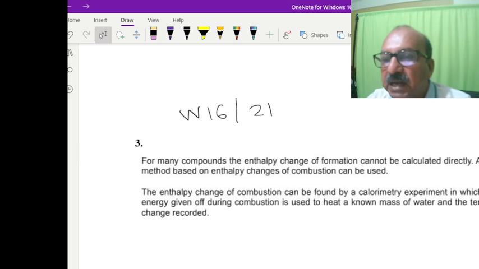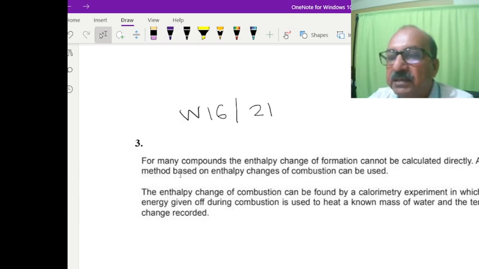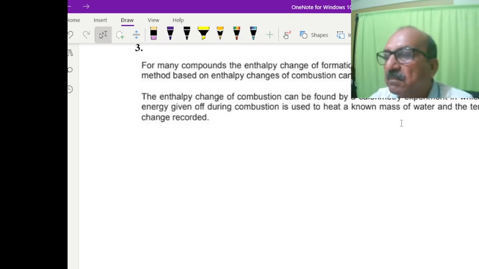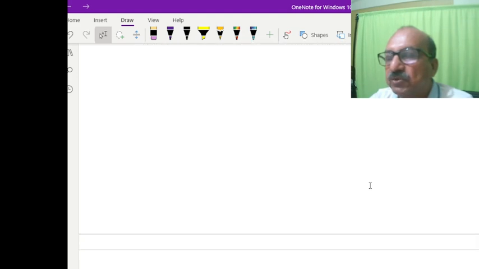Now we go to a third type of question in which we will come across many new concepts to understand. This has been taken from winter 2016, paper number 21. For many compounds, the enthalpy change of formation cannot be calculated directly. An indirect method based on enthalpy changes of combustion can be used. The enthalpy change of combustion can be found by a calorimetry experiment in which the heat energy given off during combustion is used to heat a known mass of water and the temperature change is recorded.